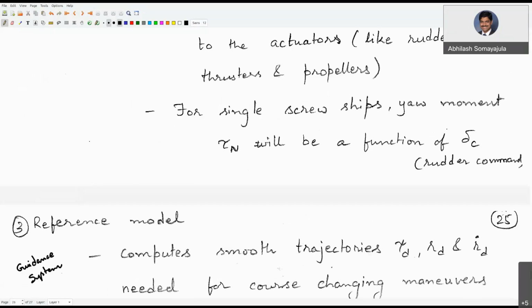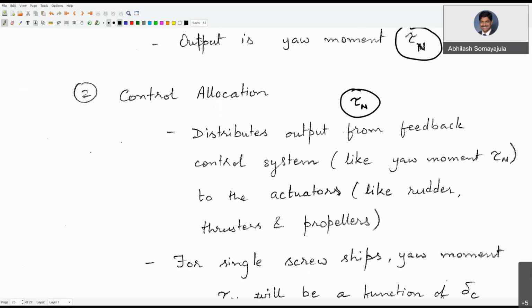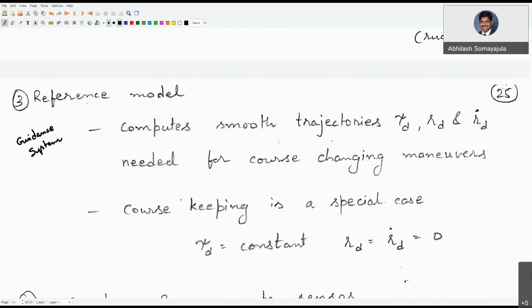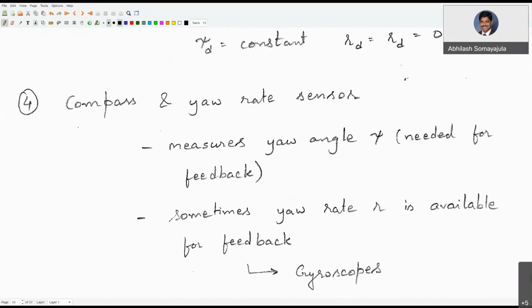So just to look back, we had the control system, control allocation system, and the guidance system. Now the next part is the yaw rate and the compass sensors. Typically, you want to measure what your heading angle is. You have to get feedback from somewhere, so you need sensors which will provide you the feedback.